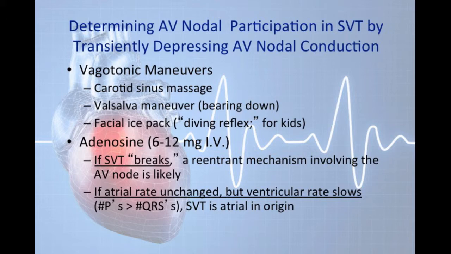Important to note, if the SVT breaks, it's probably a reentrant mechanism. So that's the usual sudden onset one. So it's AV nodal reentry tachycardia. This identifies the likelihood that treatment with medications or cardioversion is needed. If the atrial rate is unchanged, but the ventricular rate slows, it's likely standard run-of-the-mill SVT. The approach to care is treatment of the underlying cause and rhythm, unless it's symptomatic or recurrent.